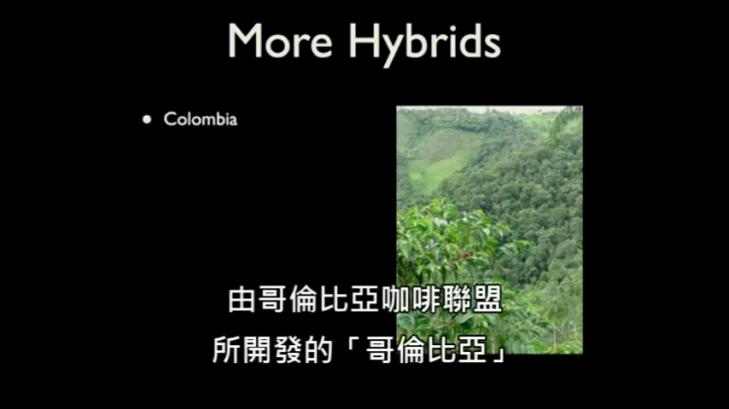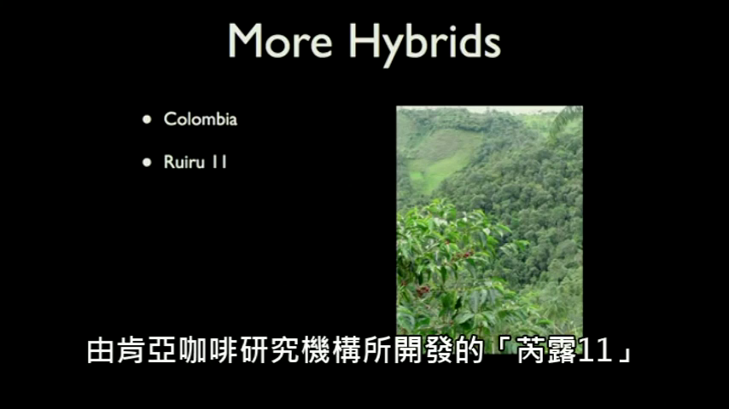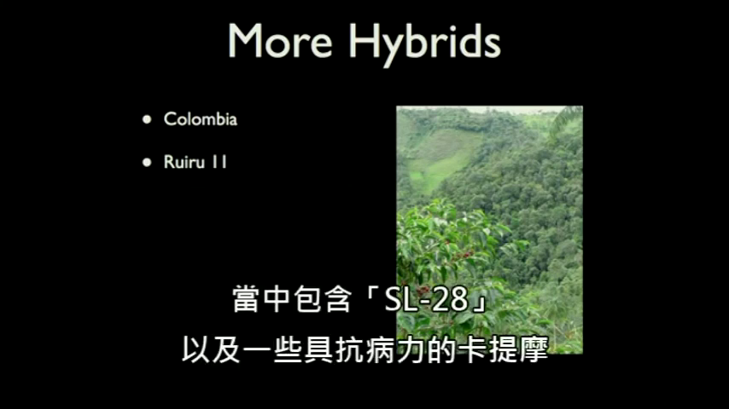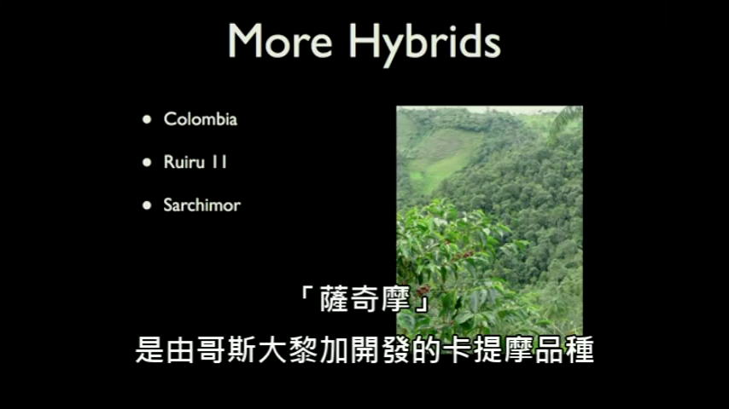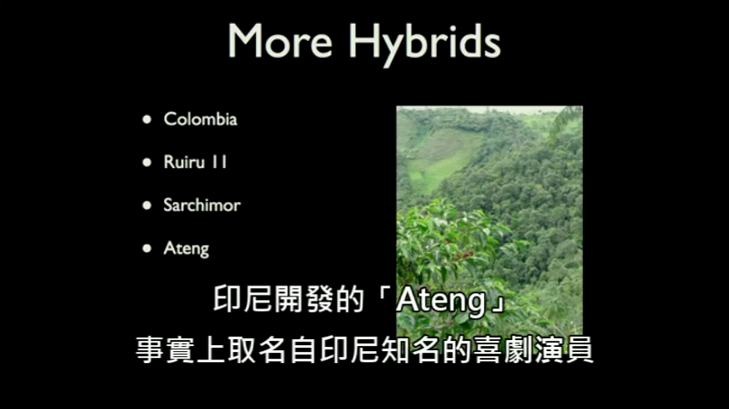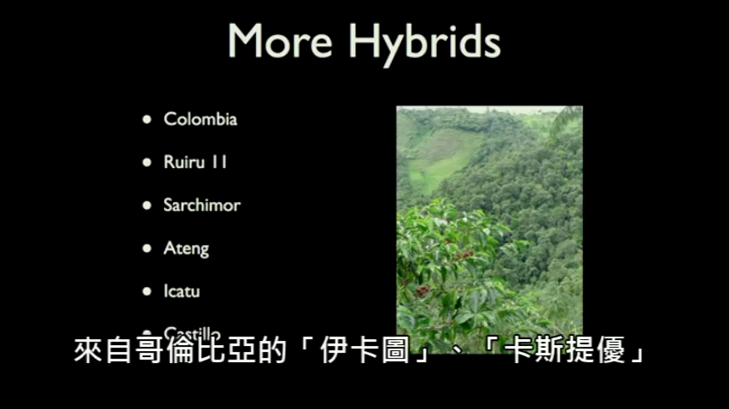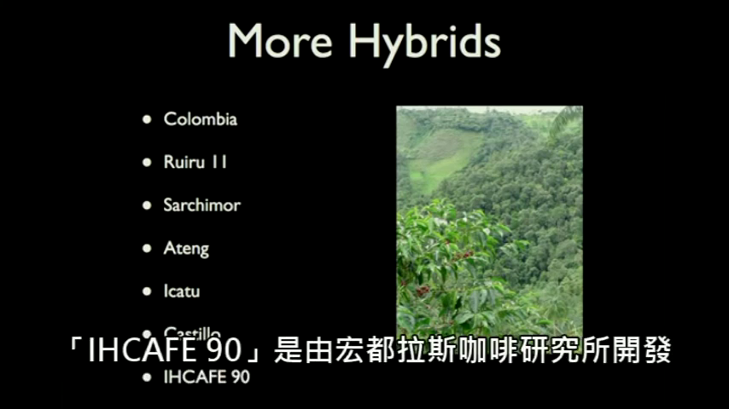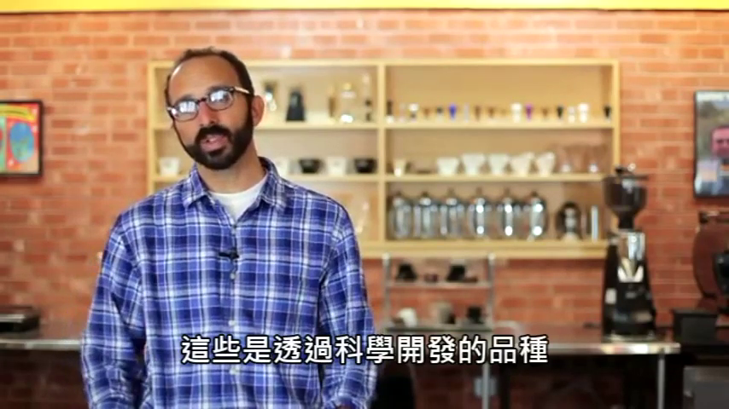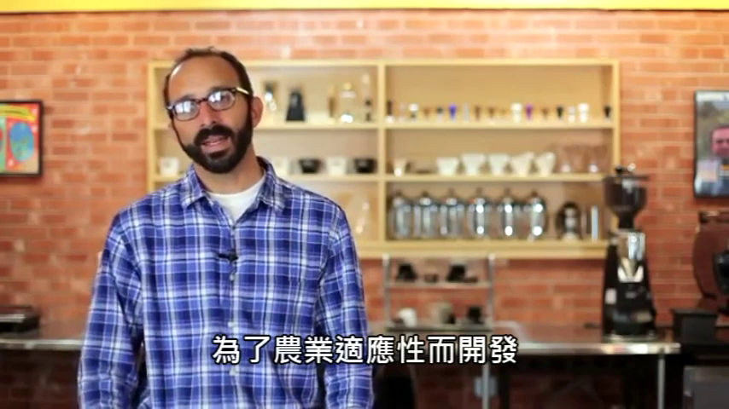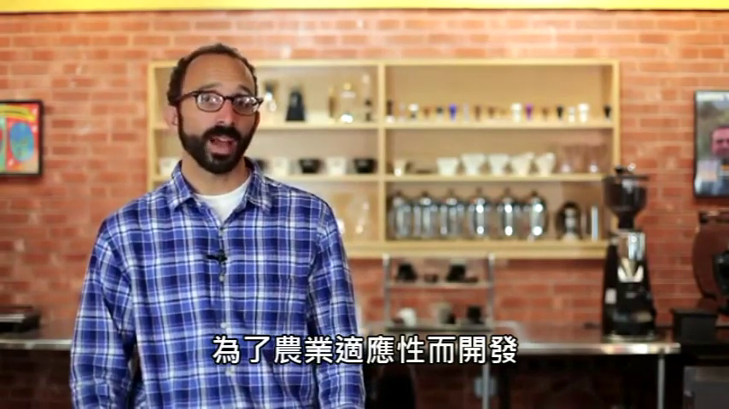The variety called Colombia, which was developed by the Colombian Coffee Federation. Ruiru 11, which was developed by the Coffee Research Foundation in Kenya, and includes, as one of its parents, SL28, but also includes some Catimor for disease resistance. Sarchimor was a Catimor variety that was developed in Costa Rica. Ateng was developed in Indonesia and actually named after an Indonesian famous comedian randomly. Icatu, Castillo, also from Colombia. Catuai 90, which is from the Instituto Hondureño de Café in Honduras. So these are all varieties that were sort of scientifically made and designed for their suitability in terms of agriculture.